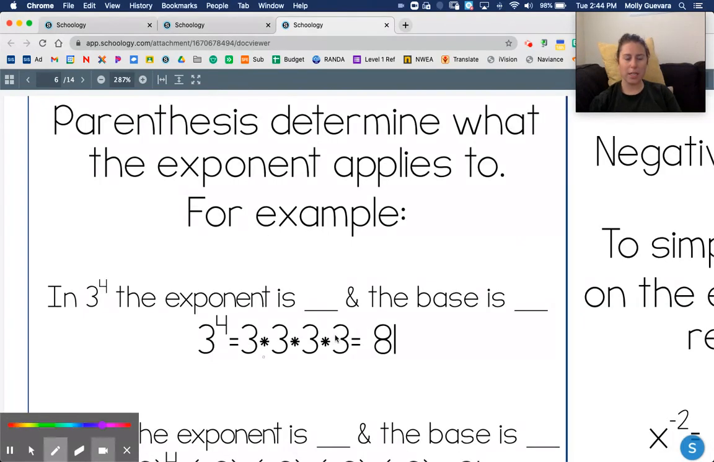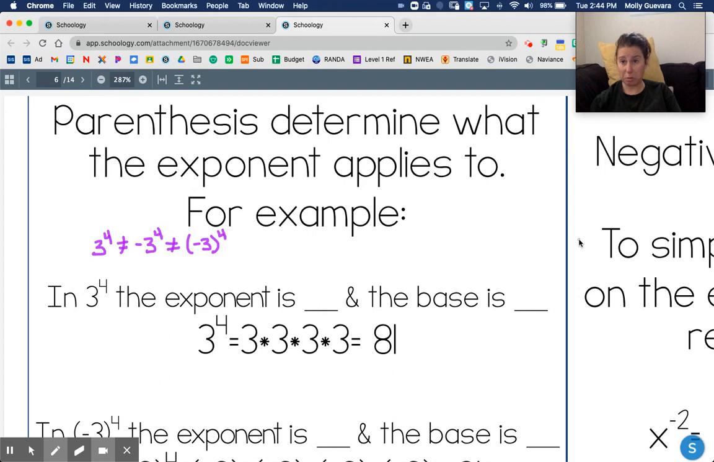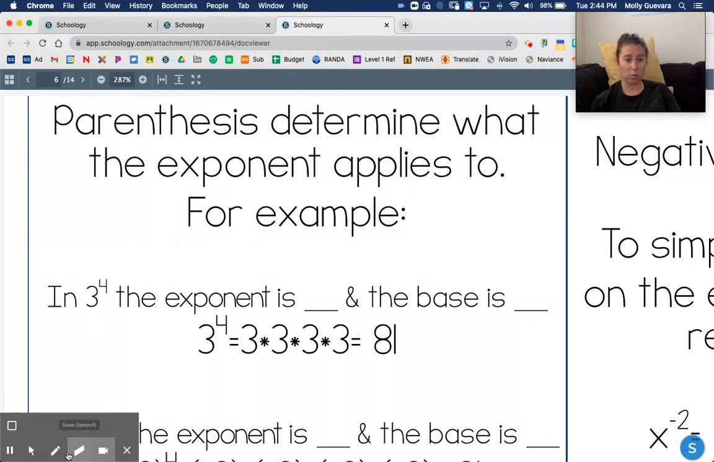Okay, so here, the importance of parentheses. Parentheses determine what the exponent applies to. So what I mean by that is 3 to the 4th is not the same as -3 to the 4th, which is not the same as -3 in parentheses to the 4th. All three of those things are completely different. So we're going to go over why and how do we know when to use which one.